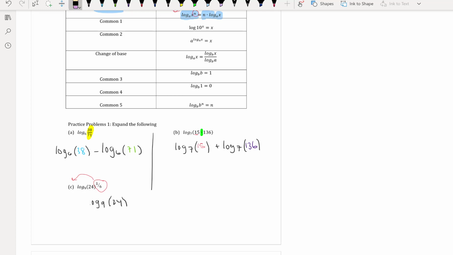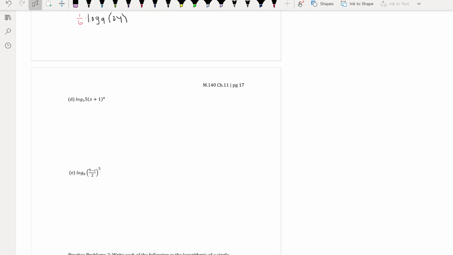I'm going to go ahead and rewrite that just a little bit nicer. It's my 1/6. Remember that 1/6 is being multiplied by everything. So 1/6 times log base 9 of 24. Over here, it looks like we are going to have the power rule again. So I'm going to take this 4 and bring it out to the front. So 4 times, now I'm going to multiply everything, log base 3 of 5 times x plus 1.